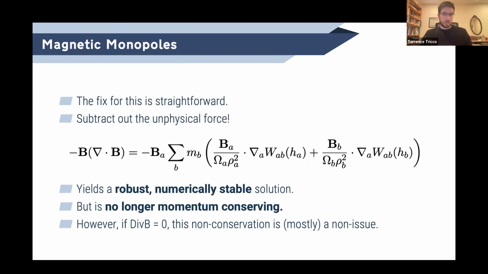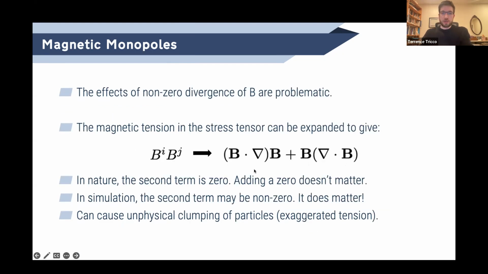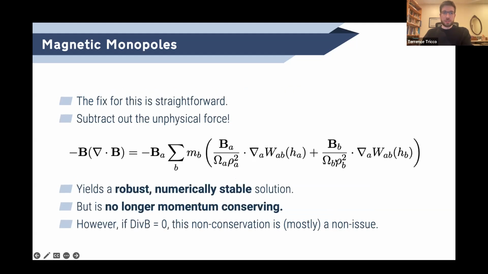The fix for this is relatively straightforward in hindsight, in that all you need to do is subtract out the unphysical force. You have this term here, which is this part, which is physical, and you have this part, which is unphysical. So numerically, you just subtract that out. You just take the SPMHD equations, discretize this, subtract it out, and your job is done. This yields a robust, numerically stable solution.